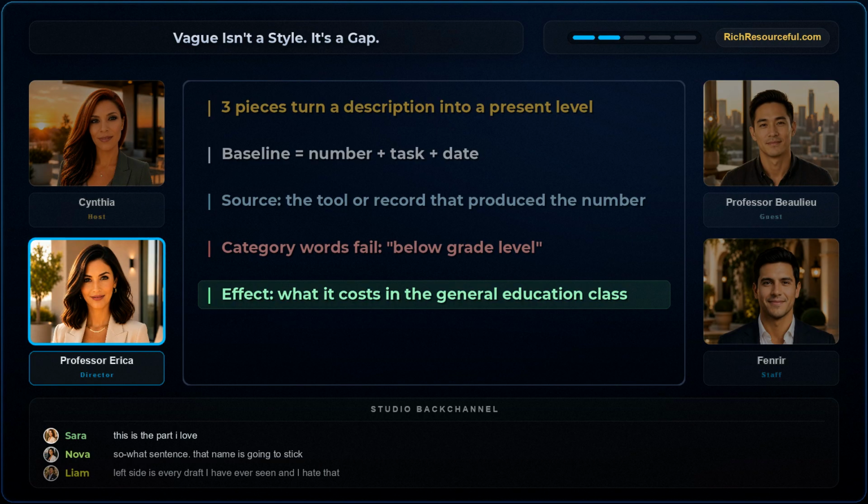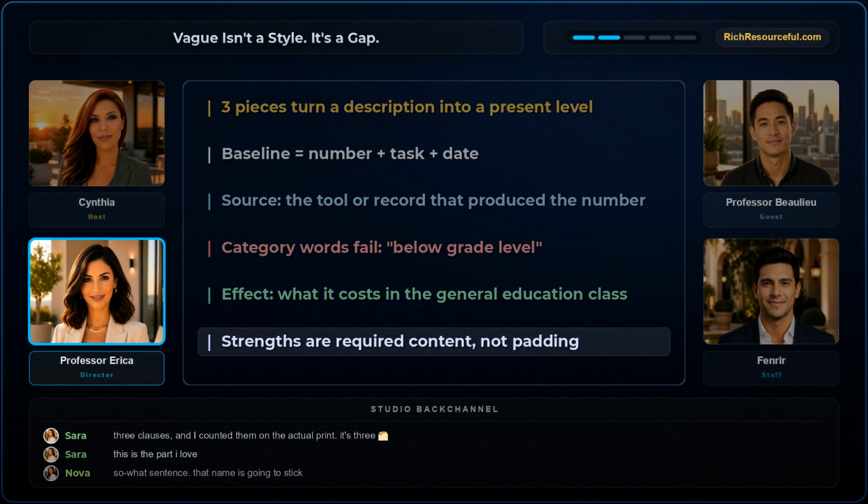You're right about the observational count, Professor Beaulieu. Concede it. The sharper question is what the count is for, because a number that never reaches the effect clause has no consequence. Strengths are required content.